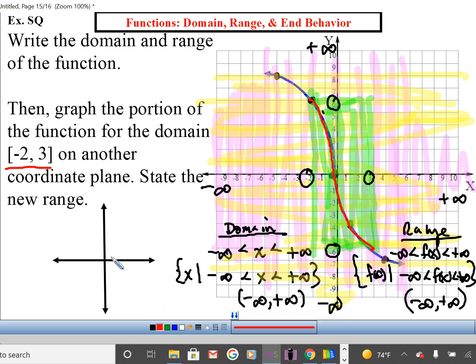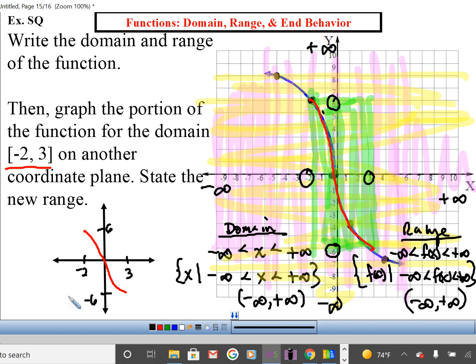So let's see. You should have done something like this. Yes? And where did you start on your other graph? You should have started at -2, 6. Yes? And ended at 3, -6. Yes? Okay, so check this out. According to the domain that was given for that section, the domain was what? From -2 to 3.